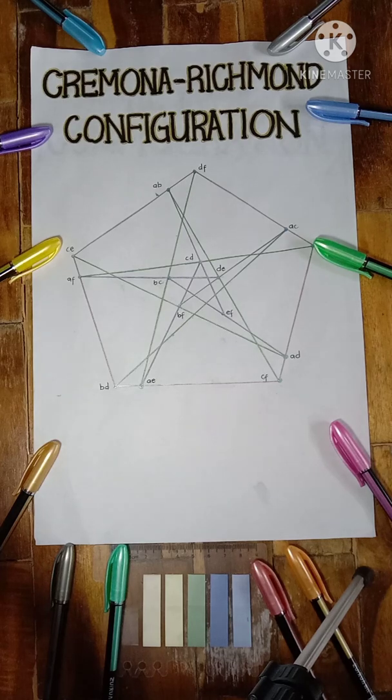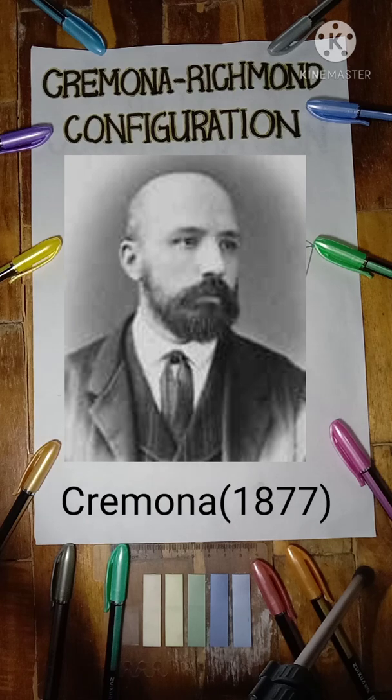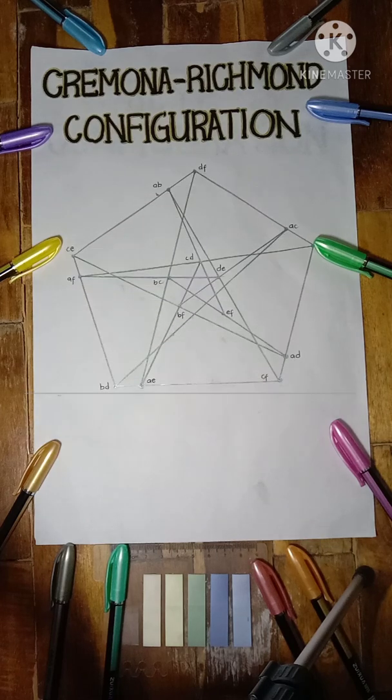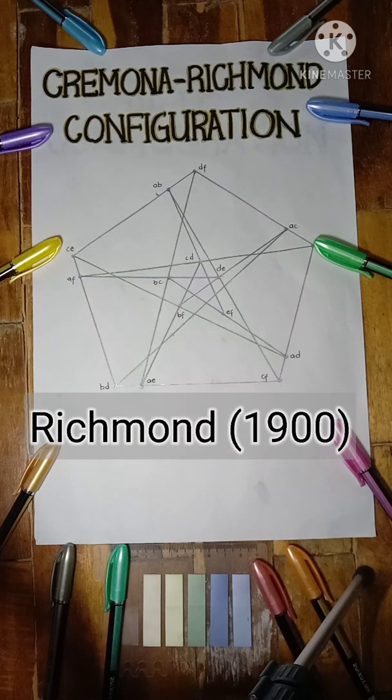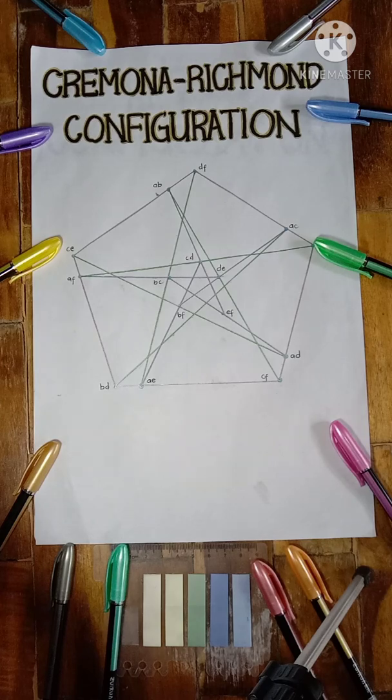The Cremona-Richmond configuration is a configuration of 15 lines and points, having 3 points on each line and 3 lines through each point, and containing no triangles. It was studied by Cremona in 1877 and Richmond in the 1900s. It is realized as a generalized quadrangle with parameters 2, 2. Its Levi graph is the Tutte-Coxeter graph.